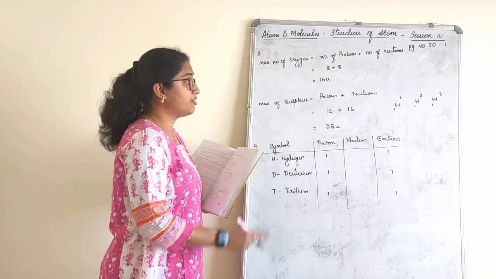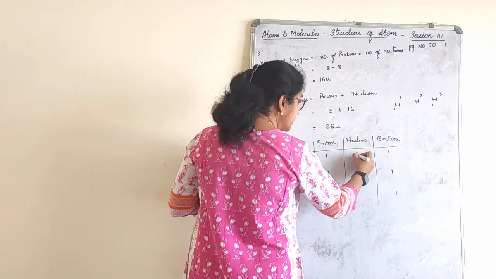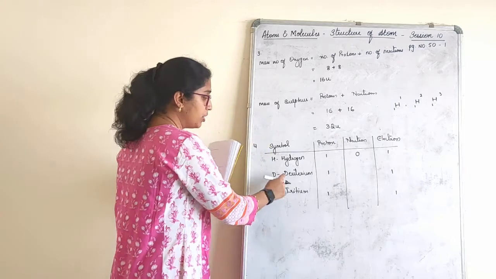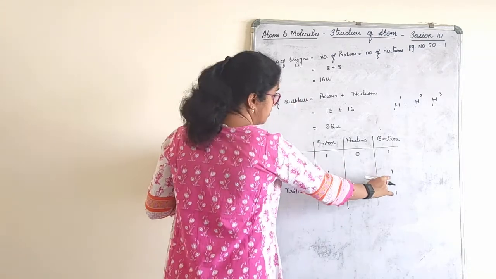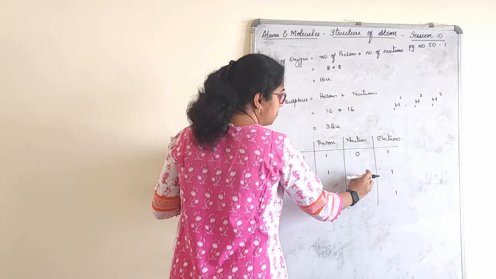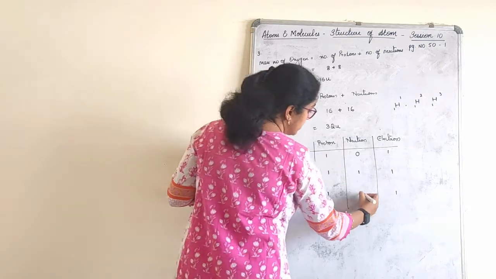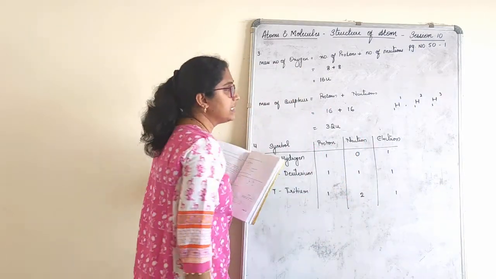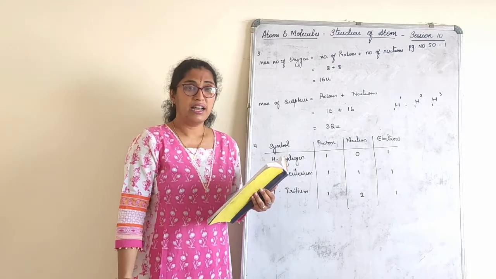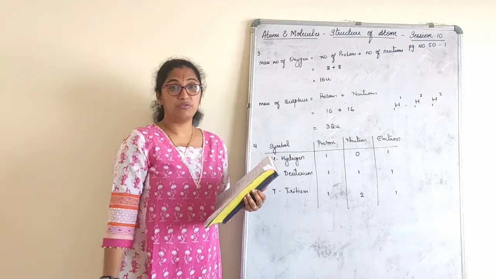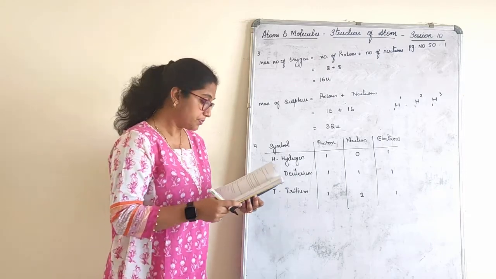Now look at the neutron there. What is the mass number of hydrogen? 1 only. So neutron is 0. For deuterium, proton plus anyone you can choose. Proton plus what will give you 2? 1. For tritium it is 3. So this is 2 plus 1, 3. Very simple to write the table here because you know the electrons and you know the isotopes. With the help of this you can complete the table.